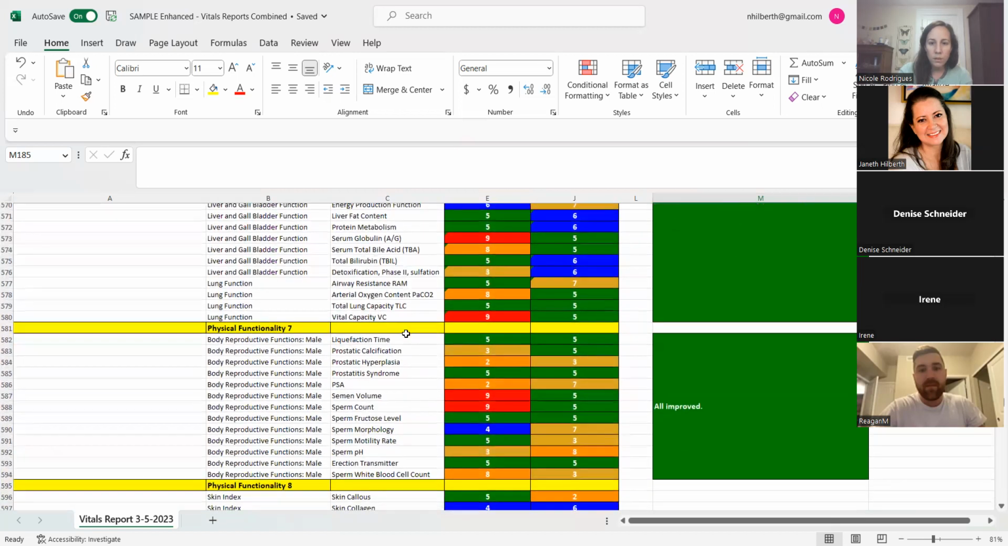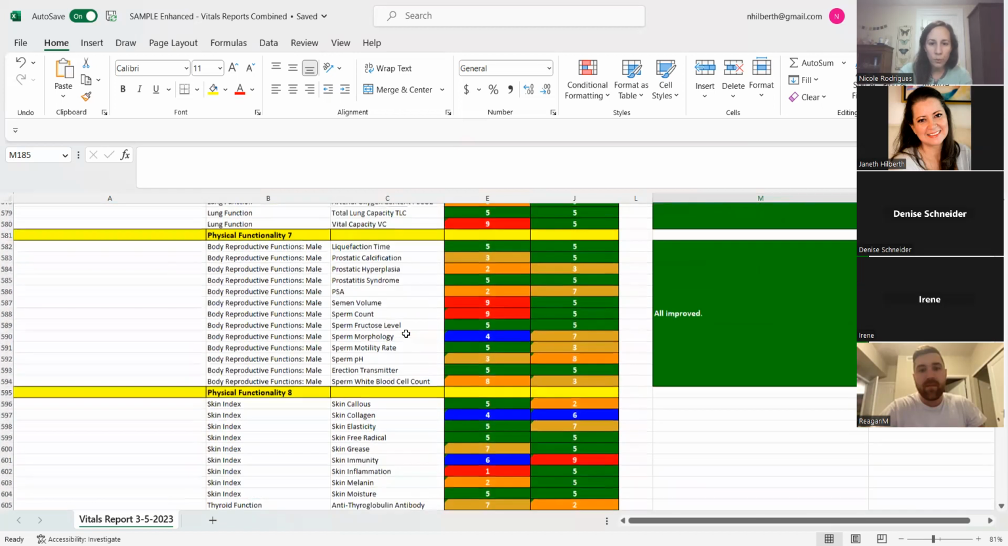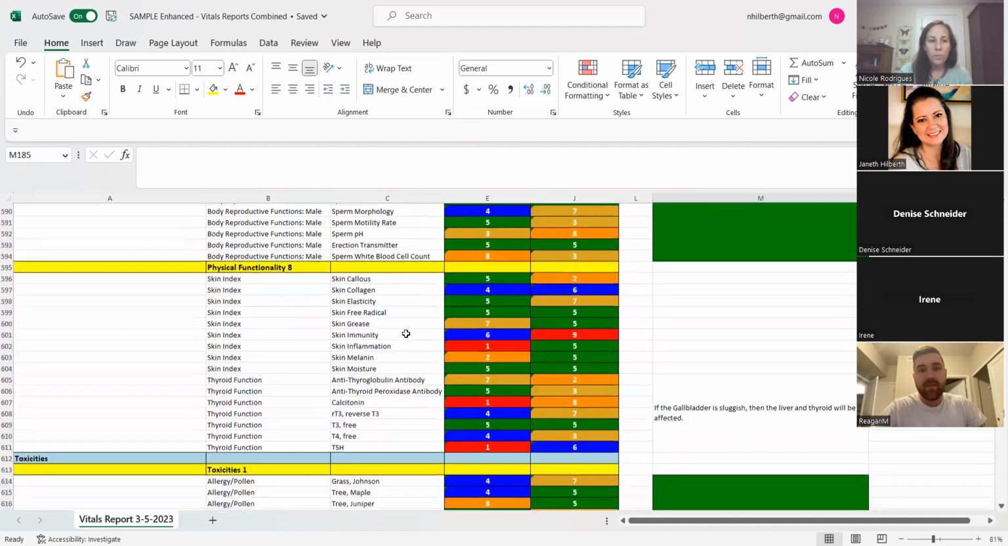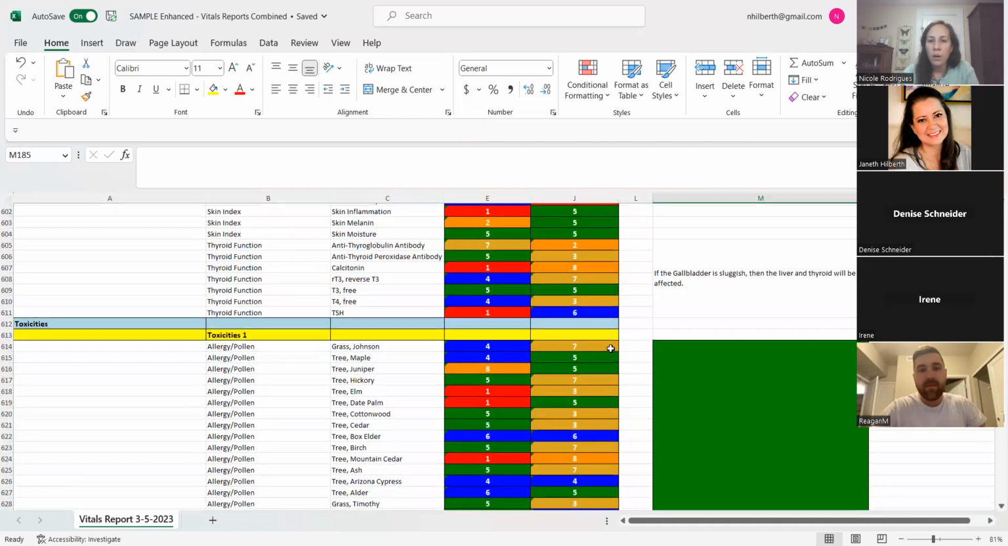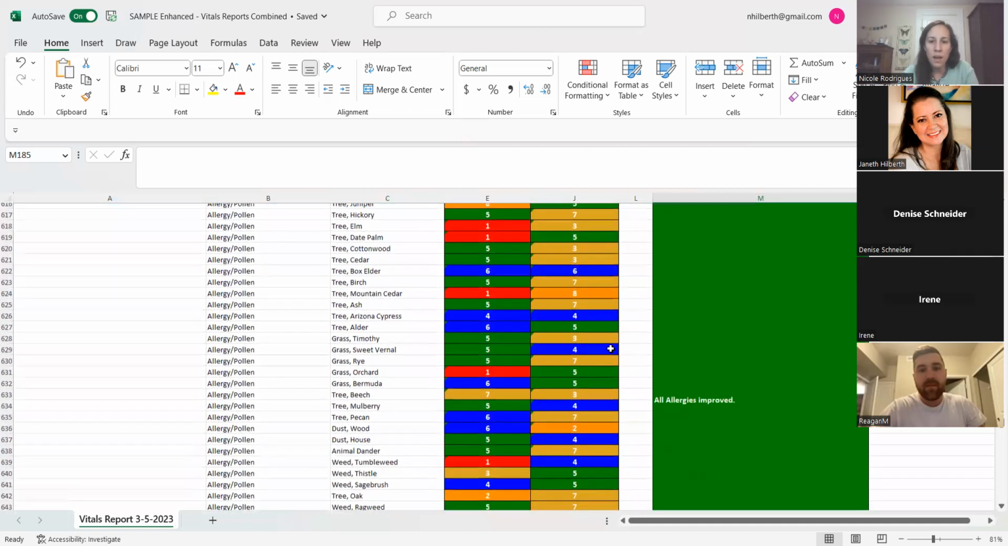Let me see what else I want to talk about, because there's a lot more I want to get through. Okay, so skin index, thyroid. So thyroid was flagging a little bit here, but it was green and blue in multiple parts of the other scans. So over time, if he doesn't focus a little bit more on the liver and the gallbladder and even the kidneys, the thyroid's going to become more of an issue. So we want to have him focus on that.